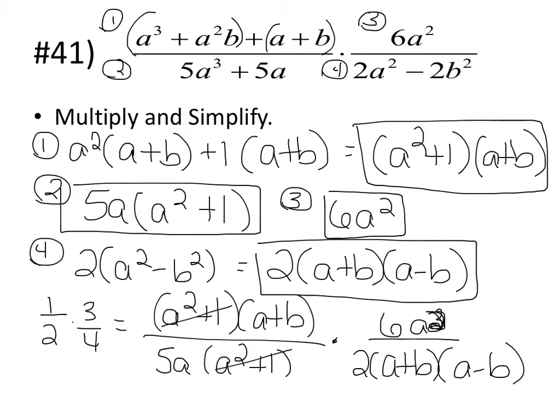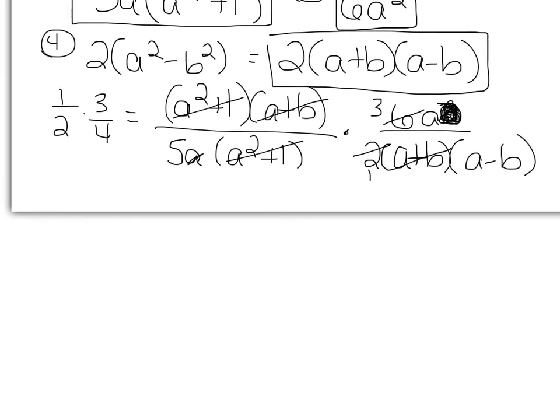A squared plus 1's cancel. A plus b's cancel. This a is going to cancel one of these a's, so just get rid of the squared and leave the a there. And then you've got 6 over 2 can become 3 over 1. I think that's it. So I'm going to scoot it up and then write what we've got left. So in the numerator, you've just got 3a, and in the denominator, you've got 5 times a minus b. And that's it.